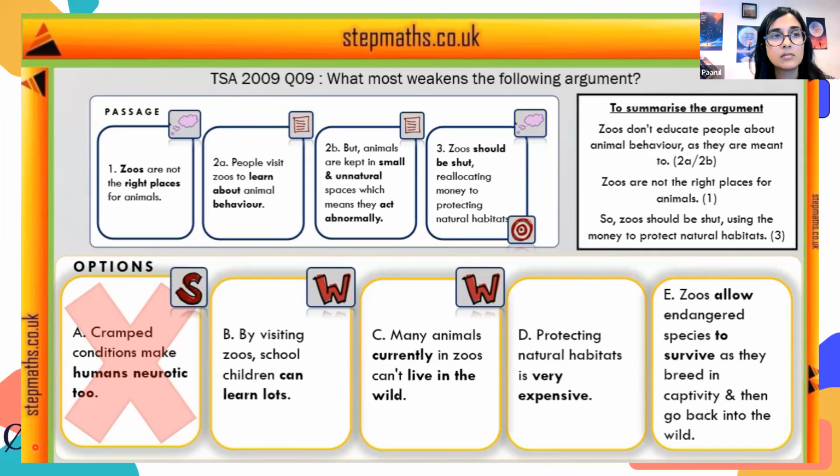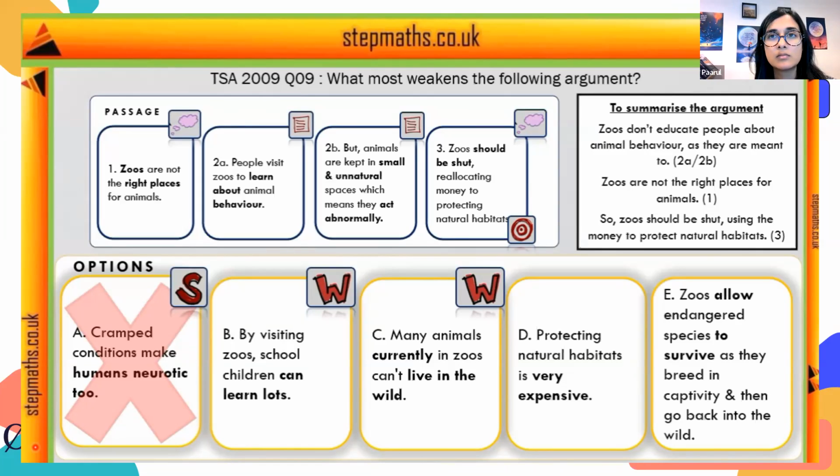If we look at D, D says that protecting natural habitats is very expensive. So this obviously relates to part of the conclusion, protecting natural habitats. Does it weaken the argument? Well, you can read it two ways. One would be protecting natural habitats is very expensive, so can we be sure that shutting zoos would actually give us enough money to fund that? We might think shutting zoos isn't even going to make a difference because it's so expensive, and that gives us a reason not to do it, or to use the money for something more affordable instead.